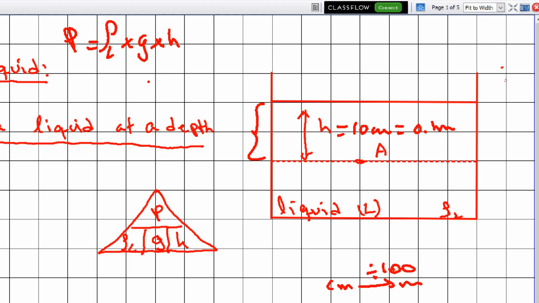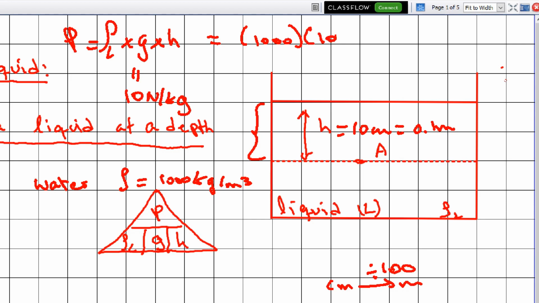Now suppose that G is equal to 10 newtons per kilogram, which means that we are performing this experiment on Earth. And the liquid here that we are considering is water, and the density of water, as we know, is given by 1000 kilogram per meter cube. So in this case, we know the density of the liquid, we know the value of G, and we know the height at which we are calculating the pressure. Then the pressure is given by 1000 multiplied by 10 multiplied by 0.1. Plugging this into the calculator, the value of the pressure is 1000. Since everything is expressed in the SI, the unit of P will be in the SI, which is Newton per meter square, and this unit is usually denoted by Pascal.